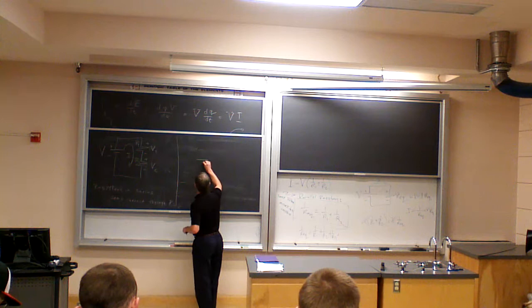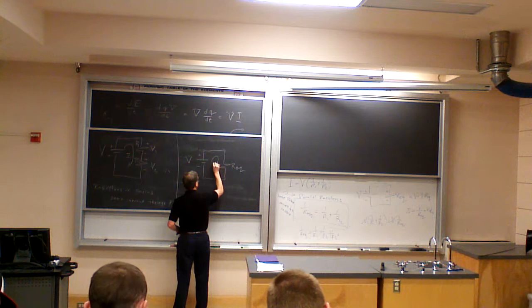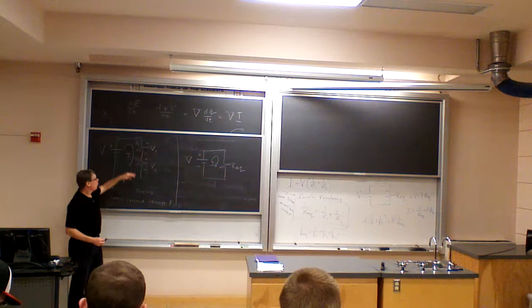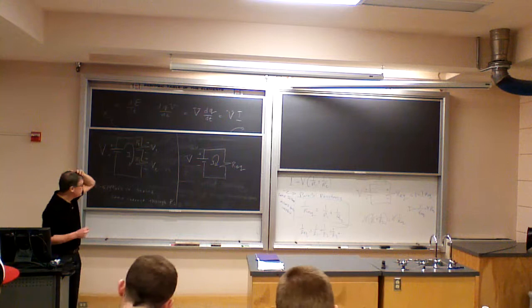Circuit with R equivalent. So we'll have the same battery delivering the same current. What resistance is equivalent to these two resistors that are in series? It will be R1 plus R2. We need to add another law, though.